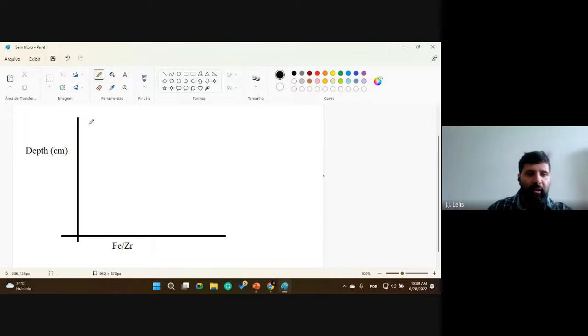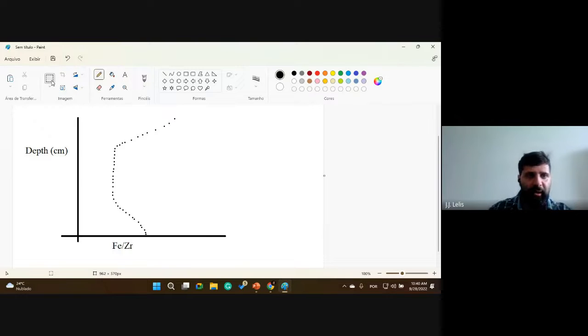We can see in some cases, some horizons that have a lot of iron and a low content of zirconium. And if I increase in depth, I can see a decrease of iron content. So the ratio starts to decrease, and I can understand that this material drops in the same ratio, but then the material starts to increase again.